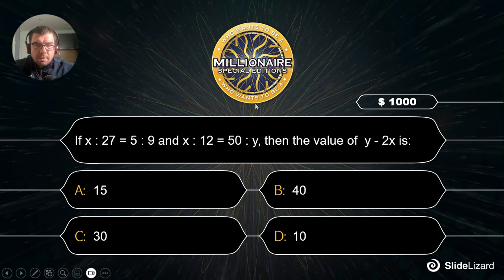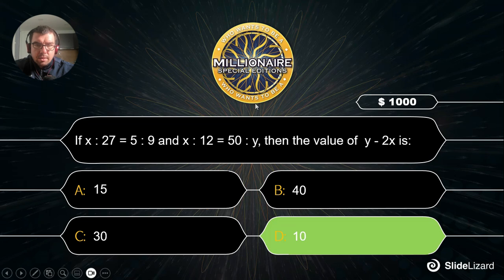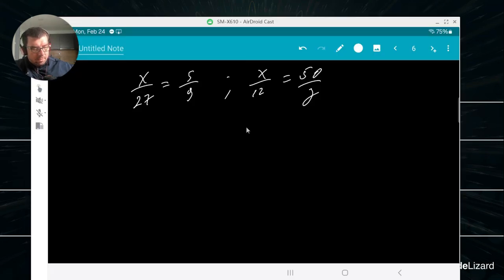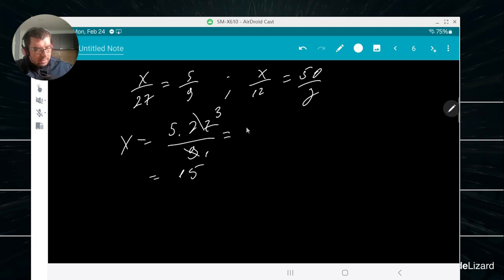Did you find D, 10? 10 is correct. So in the first proportion, I get that x equals 5 times 27 over 9. I reduce by 9. Here is 3, 1. 5 times 3 is 15. Then I substitute into the second proportion.